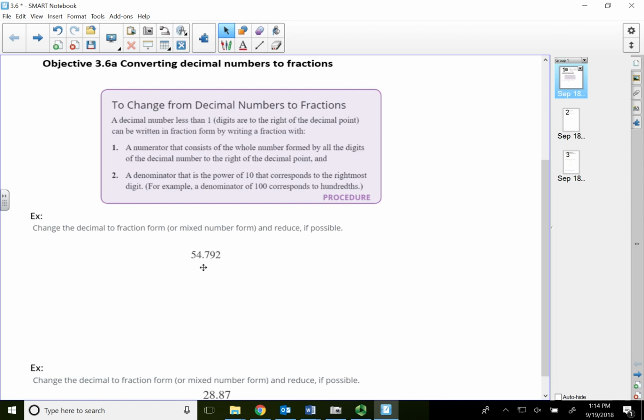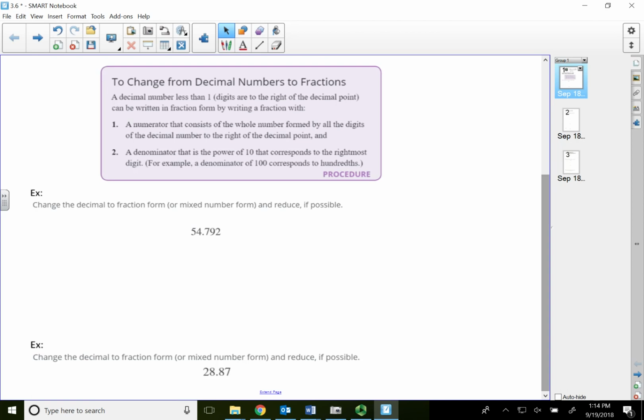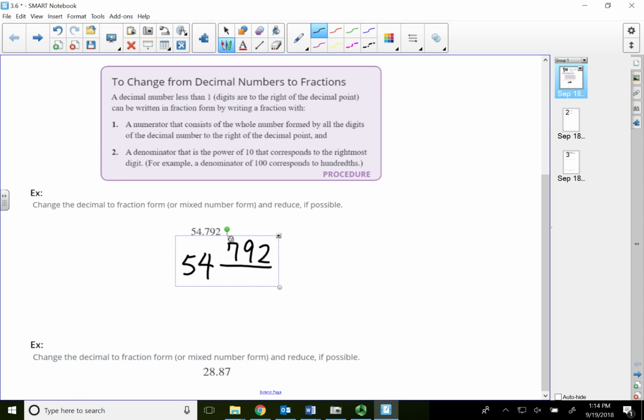If we can read our decimal number correctly, we can quickly write it as a mixed number. So if I read this correctly, this is 54 and 792, and the 2 is sitting in the thousandths place. So that'll be 792 thousandths. So right away, how we read a decimal number is how we will write it out as a mixed number.